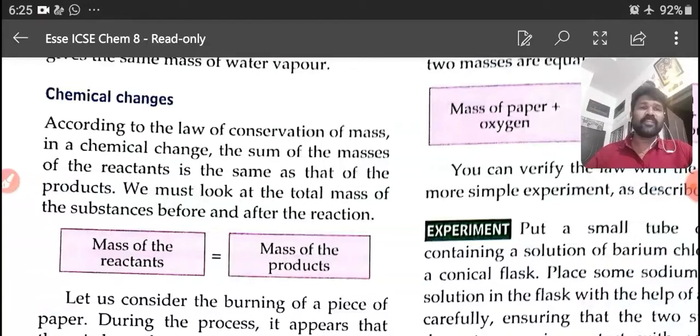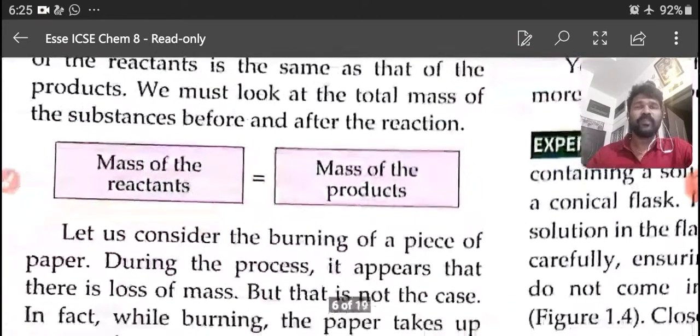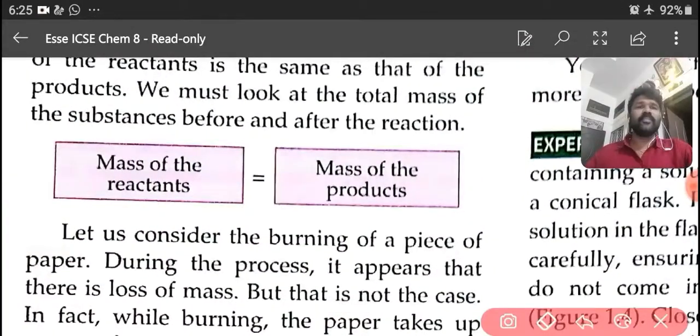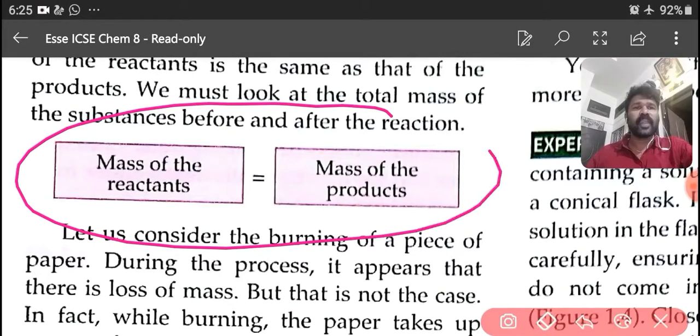According to the law of conservation of mass, in a chemical change, the sum of the masses of the reactants is the same as that of the products. We must look at the total mass of the substance before and after the reaction. So we can conclude that in chemical changes also, the mass of the reactants is equal to the mass of the products.